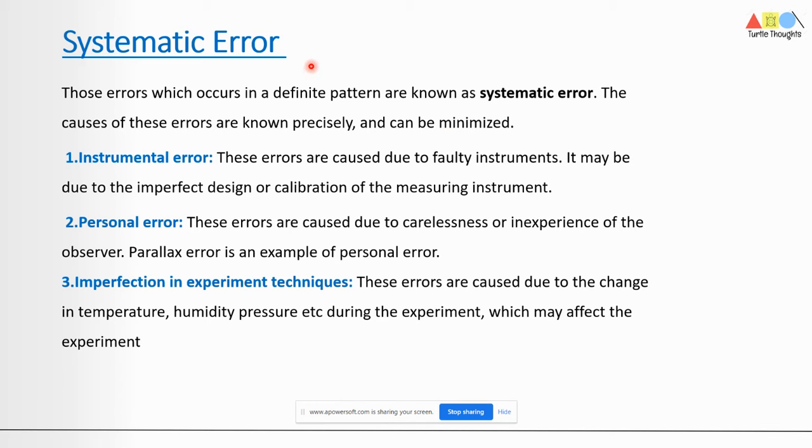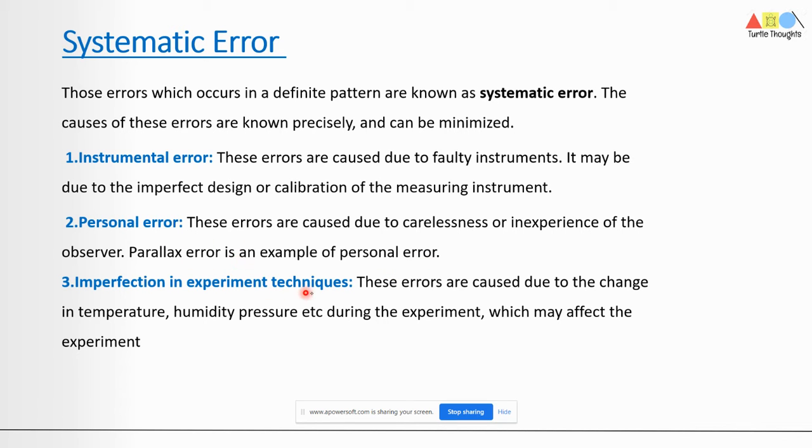Under systematic error, we have three more types of error. One is instrumental error. These errors are caused due to a faulty instrument. It may be due to the imperfect design or calibration of the measuring instrument. Second, personal error. These errors are caused due to carelessness or inexperience of the observer. Parallax error is one of the examples of personal error.